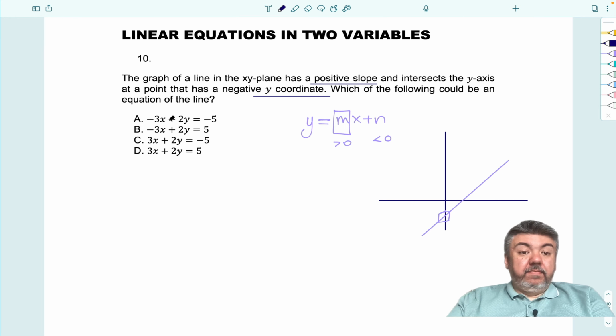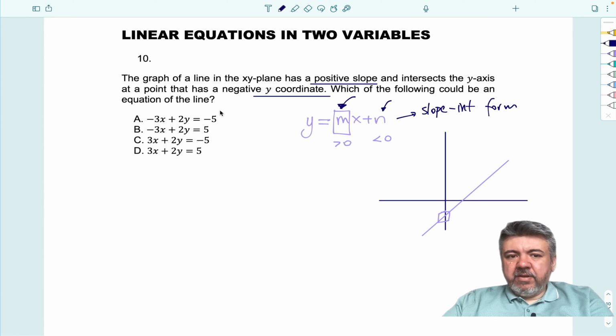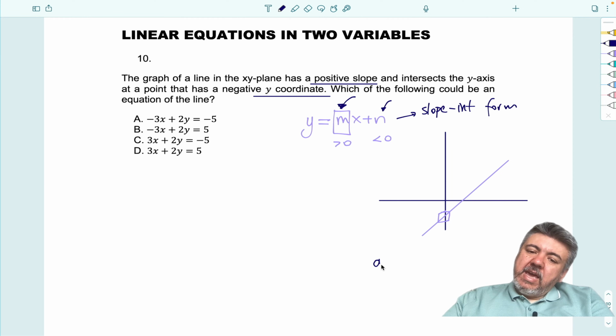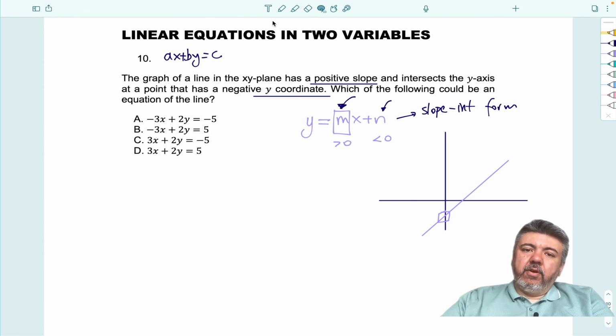Unfortunately, our equations are not given in this form. It's like slope-intercept form. We call it slope-intercept form because we see the slope here easily and we see the intercept here. It's given in general form. General form is ax plus by equals c. So we can obtain slope-intercept form by looking at the general form easily.